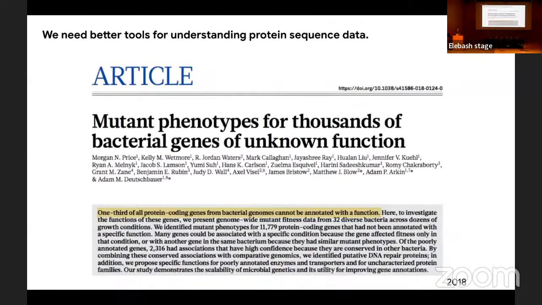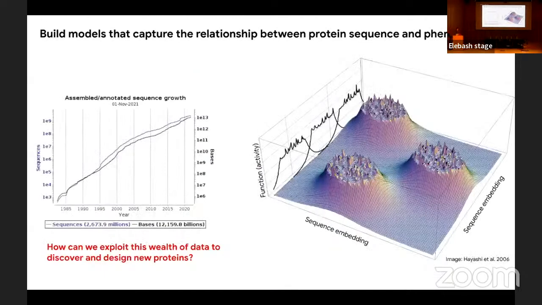So among these, there could be incredible tools for use in biotechnology, cascades of enzymes that are capable of producing novel therapeutics, all sorts of useful molecules, and we simply don't know what they are. So I'd like to be able to build models that capture the relationship between protein sequence and phenotype, and that learn a representation that maybe has some similarity to the representation that AlphaFold was learning, but is less attuned to just predicting structure, and rather contains information about function as well.